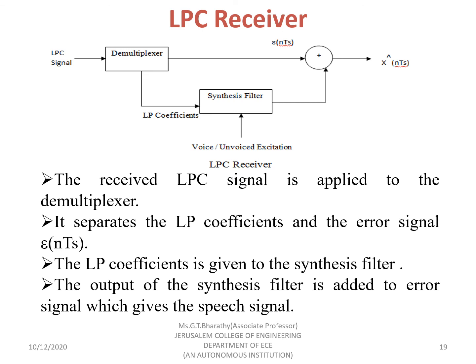So the demultiplexer will separate the LP coefficients and the error signal epsilon of nTs. The LP coefficients are given to the synthesis filter. The output of the synthesis filter is added to the error to get back the speech.